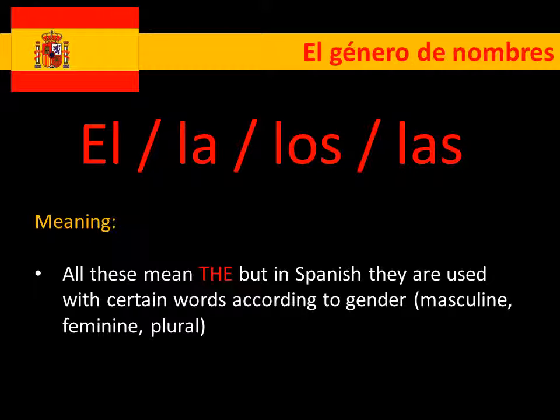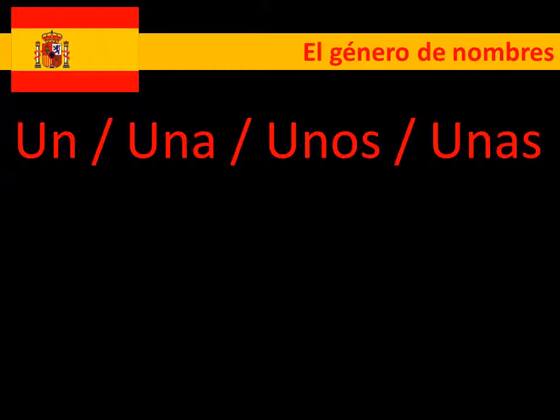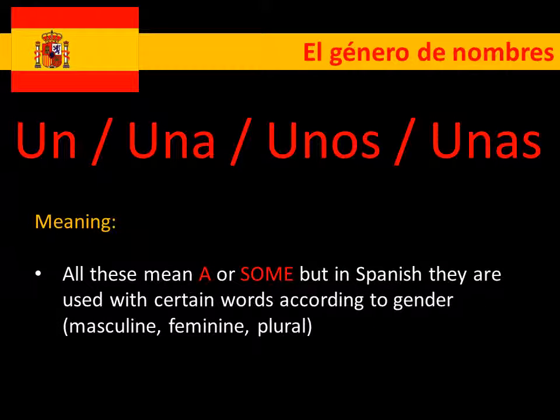So masculine words, feminine words, and then words that are masculine plural, more than one, or feminine plural, more than one. We also have words un, una, unos, or unas. And this meaning, all the words mean a, or some in the plural. So again, according to gender, masculine, feminine, and then masculine plural and feminine plural words.